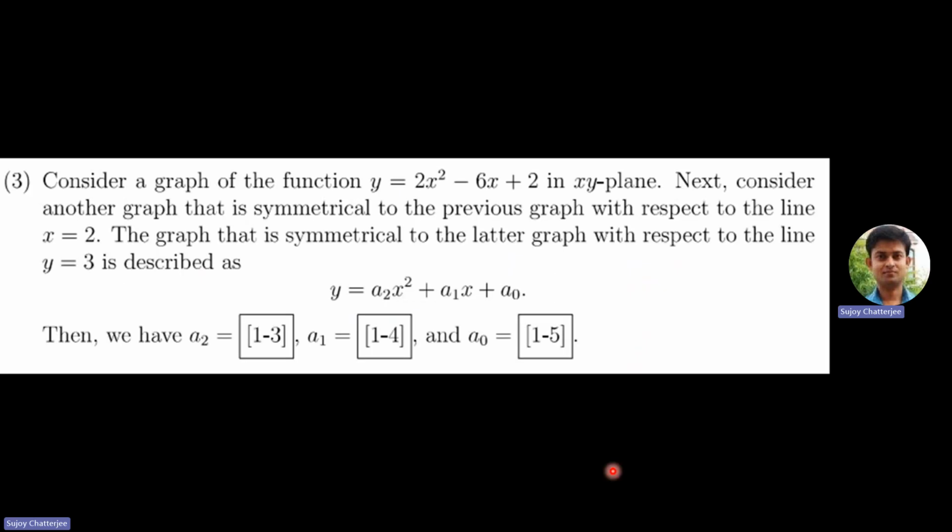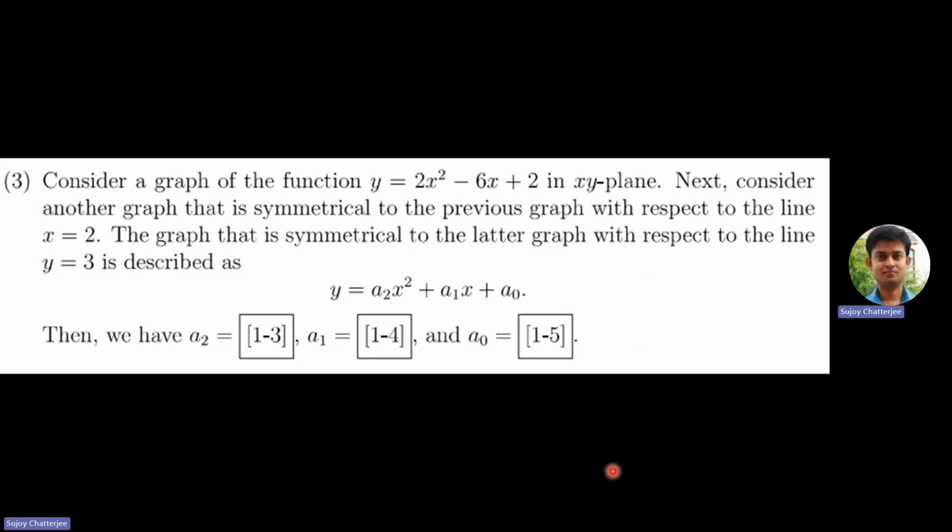Next, moving on to question number 3. Again, a graph theory question. Consider a graph of the function y equals 2x squared minus 6x plus 2 in the xy plane. Next, consider another graph that is symmetrical to the previous graph with respect to the line x equals 2. The graph that is symmetrical to the latter graph with respect to the line y equals 3 is described as y equals a2 x squared plus a1 x plus a0. Then we have a2, a1 and a0 as what? So you have to find the values of a0, a1 and a2.